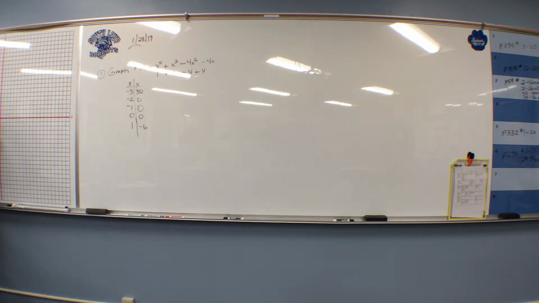So negative 330, negative 2 0. Then we have a negative 1 0, 0 0, and 1 and negative 6. Okay. We're kind of missing the spot, aren't we?